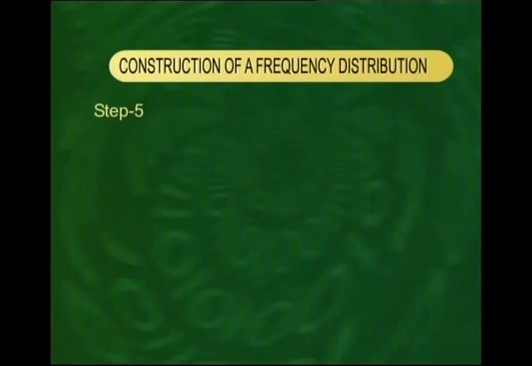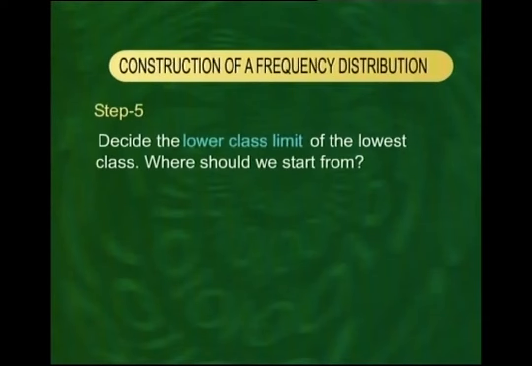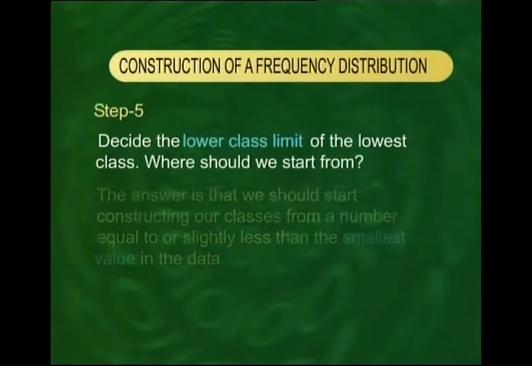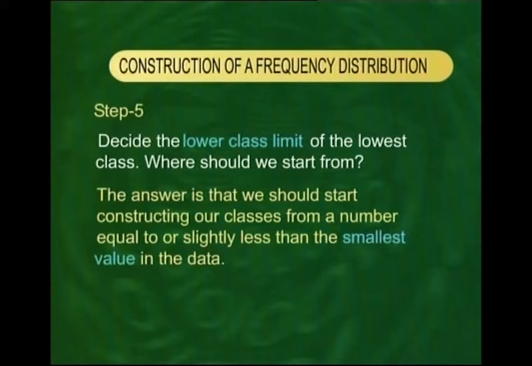Agla step ye hai ke hum ye decide karein ke what is going to be the lower class limit of our first class. Yani ye to humne decide kar liya ke classes ki jo lambai hai that is going to be 3 units. Lekin where do we start from? Yani hum kahan se start karein ye kaam karna? The answer is that we should start from a value which is either equal to or slightly smaller than the smallest value in our data set.